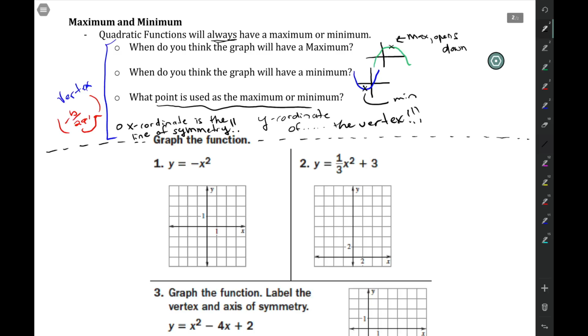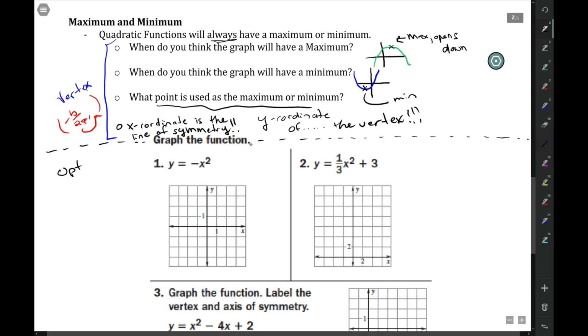Okay, so here is our optional video, just going to go through some of these problems here, graphing. First thing you want to do, of course, is label your A, B's, and C's. So A is -1. B is actually not here. Oh, sorry, so it is 0. And C is not there either, so it's 0. This one's really easy for us.